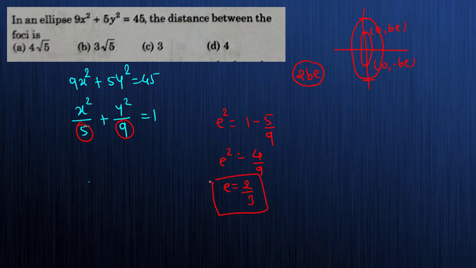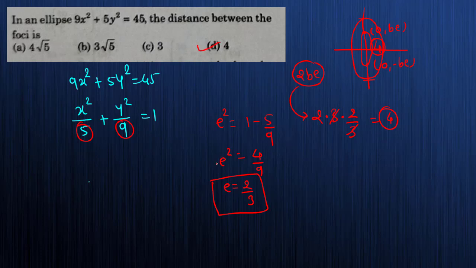So I have e, a square and b square. So substitute here in this equation. So this is nothing but the distance between the two foci. So it is 2 into what is b? This b is 3, and e is 2 by 3. So 3 cancels, so I am having 4. So 4 is the distance between these two foci. Okay, so the correct answer is option number D.